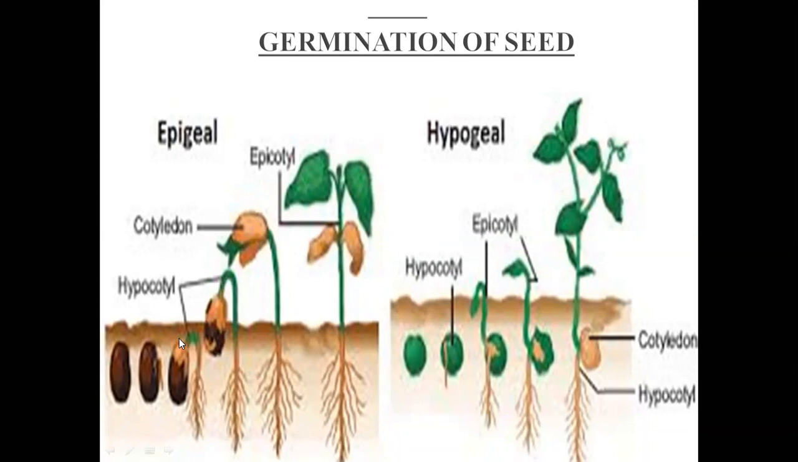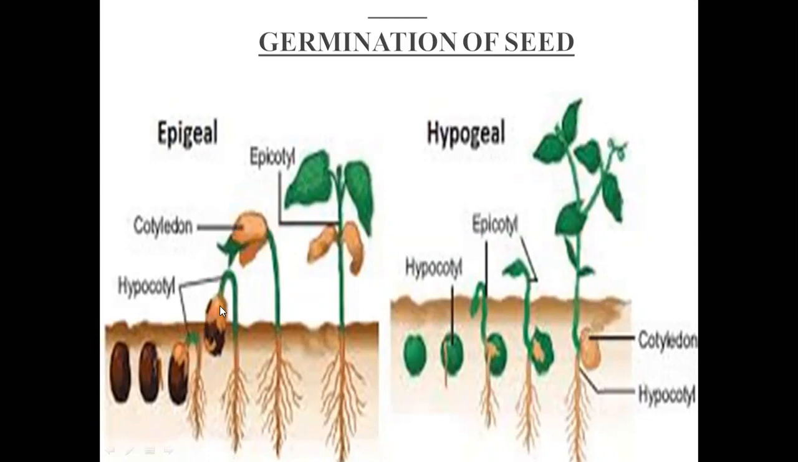Now you can see that here the cotyledon was below the soil. Now the hypocotyl elongates. Now it is pulling this cotyledon from the soil to above the soil, right? From below the soil up towards above the soil, right? Here on the ground you can see. So this is called the epigeal germination, right?